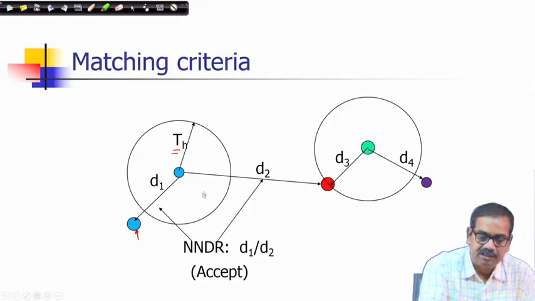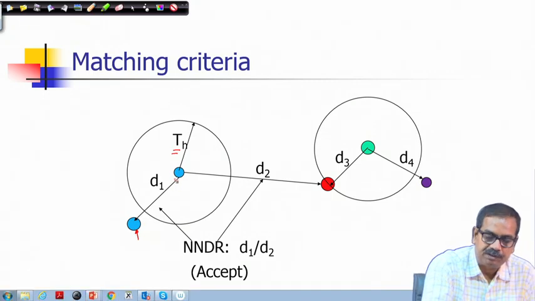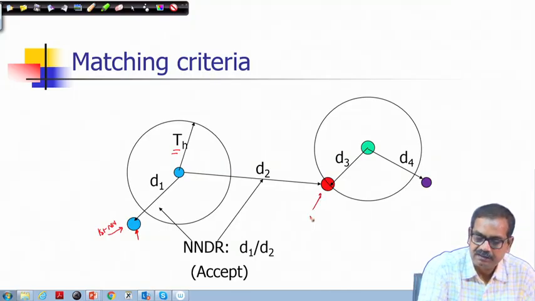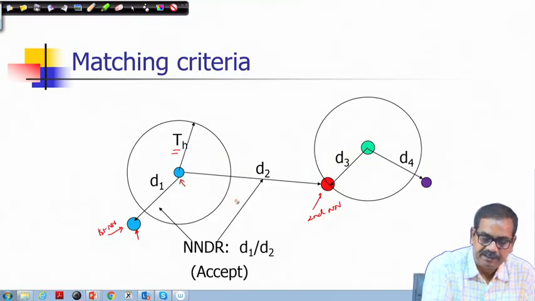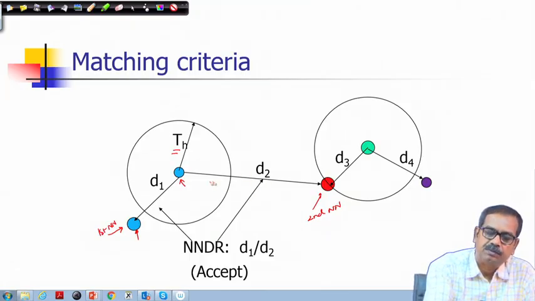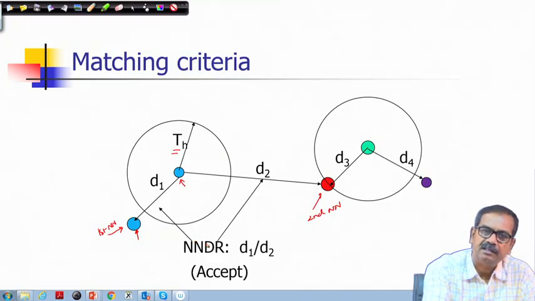If I consider the nearest neighbor distance rule, then with respect to this particular point, this is the first nearest neighbor, and this is the second nearest neighbor with respect to this point. So, if I take the ratio between these two, this ratio is expected to be small according to this diagram, and then we accept it. Which means that even with the principle of nearest neighbor distance ratio, shown here by the acronym NNDR, it is accepted.